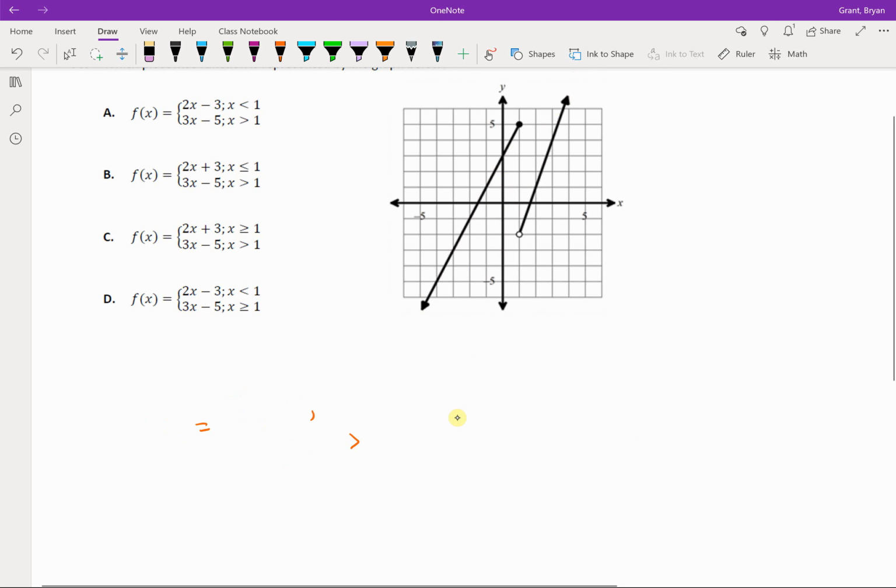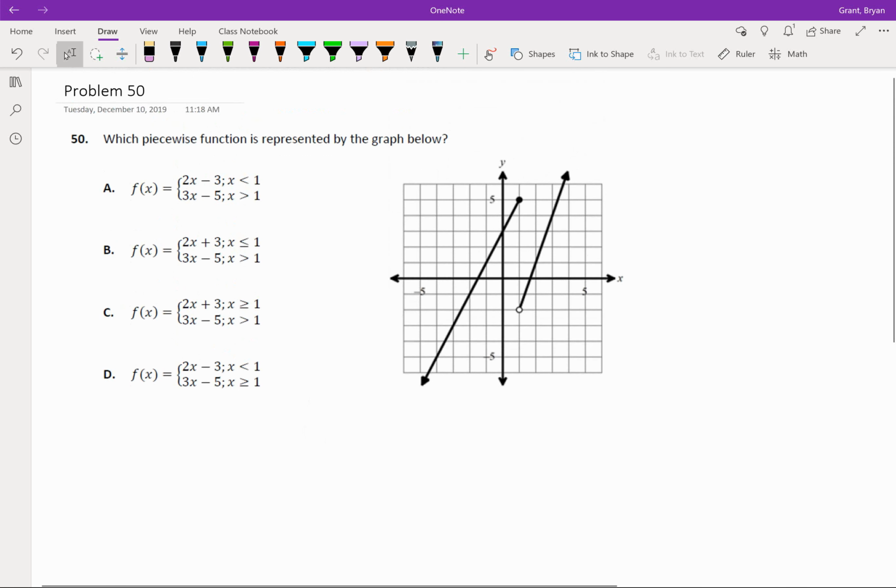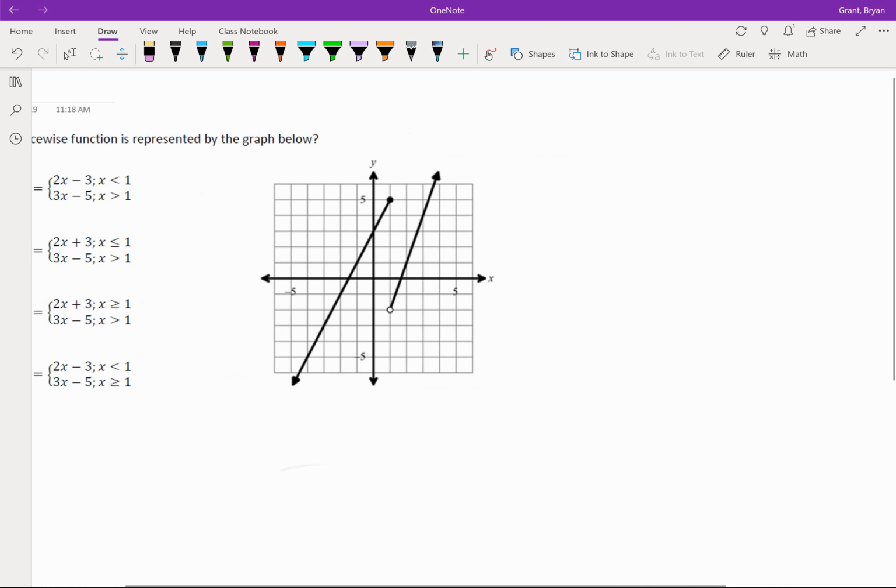So what we're going to do is look at two different ways we could have figured out the answer. The first way is we're just going to reverse engineer the problem. We're going to start with the graph and figure out the equations. And then the second way is we're going to look at all the equations over here and see if we can figure out by process of elimination which one matches. But first, let's build our equation.